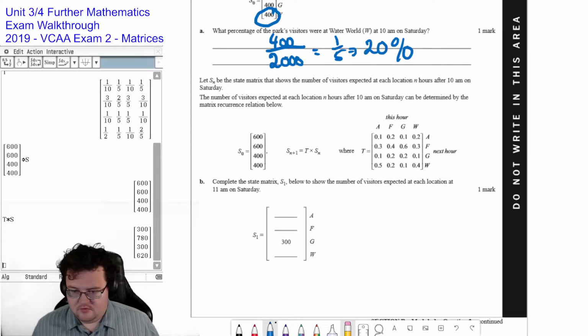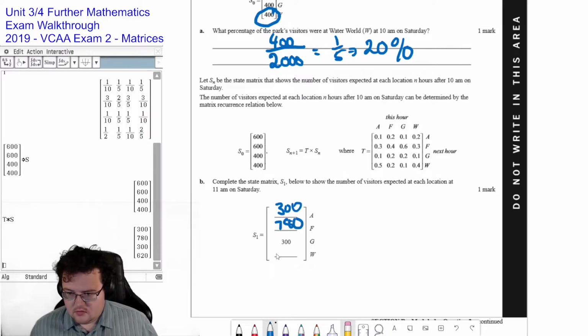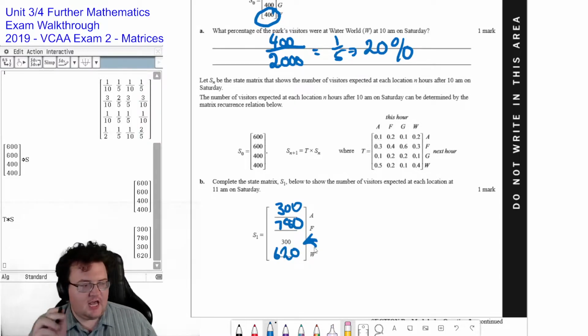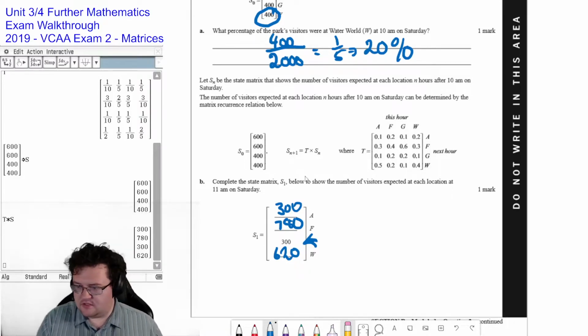And then I would simply fill in the numbers that I've got here. Now notice they've given you the 300 already, so you can tell whether or not you've made a mistake. Useful. How generous of them.